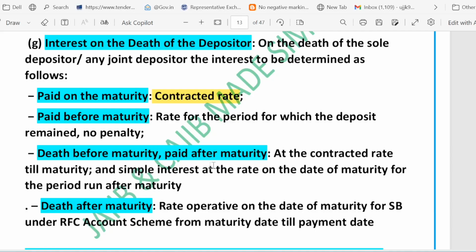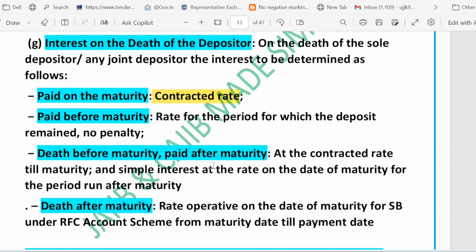Next point is death before maturity, paid after maturity. So the bank pays the contracted rate up to the original maturity date. For the time after maturity until payment, it pays simple interest at the rate that applied on the maturity date. For example, the deposit's contracted rate applies up to maturity. If payout happens 30 days after maturity, those 30 days earn simple interest at the maturity date rate.